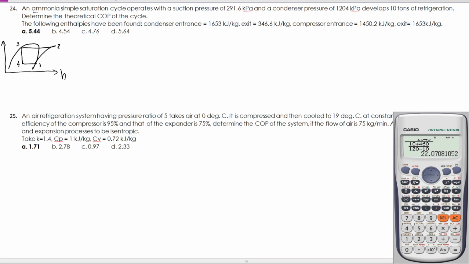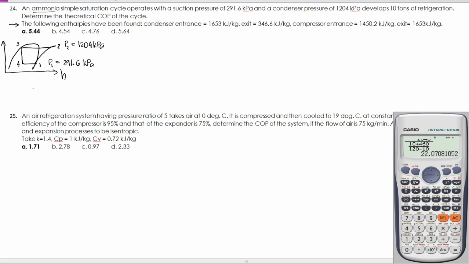So, dito ammonia ang ginamit na refrigerant. Pero okay lang kahit wala tayong ref table kasi binigay naman na ni problem yung mga properties which is enthalpy ng ammonia at different conditions. So, suction pressure, suction is nandito sa 1, and again, process 4 to 1 is constant pressure. So, either P4 yan or P1, that is the suction pressure of 291.6 kilopascals. Tapos, condenser pressure, condenser is at process 2 to 3, constant din ang pressure dyan. So, either P2 or P3, they are just the same. That is 1204 kilopascals.